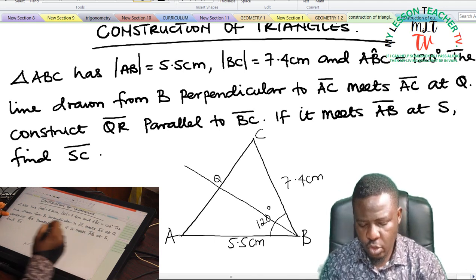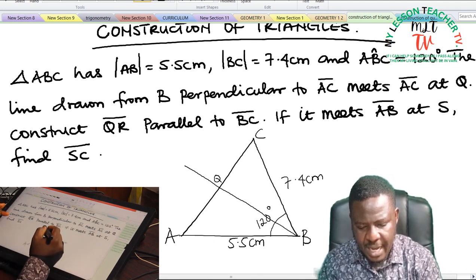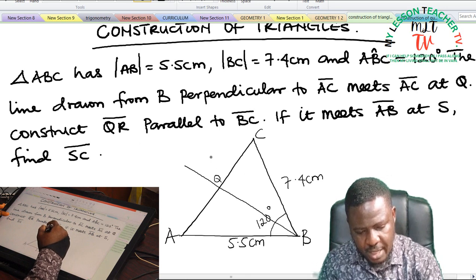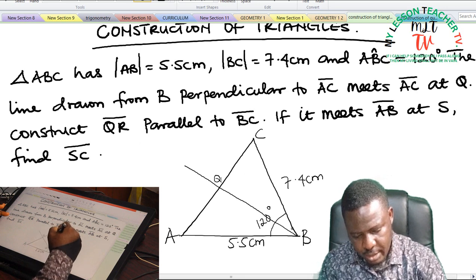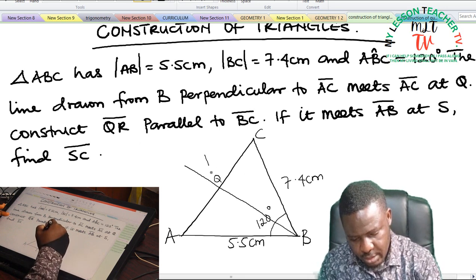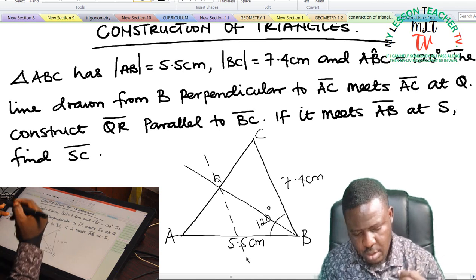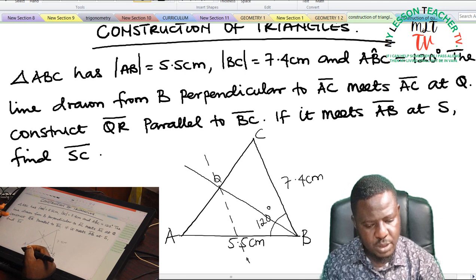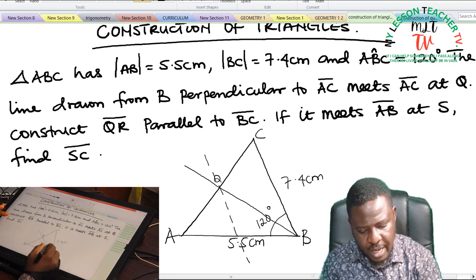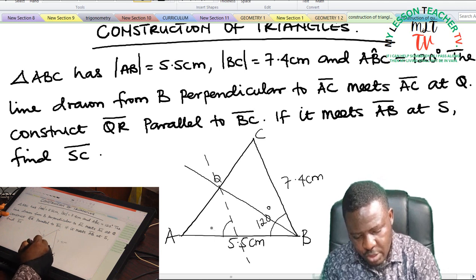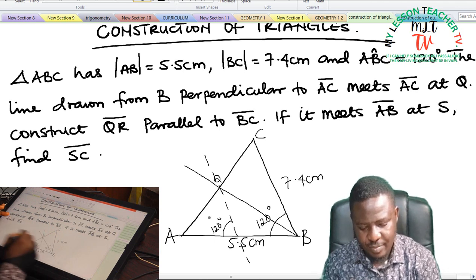We have to construct QR parallel to BC. This is BC. So QR should be parallel to BC. So a parallel line should be something like this. Okay, parallel to BC. And if it is parallel to BC, it therefore means that this angle should also be equal to 120 degrees.